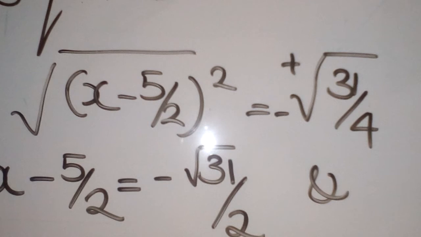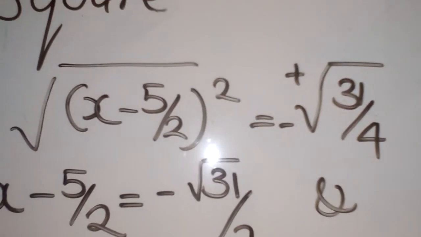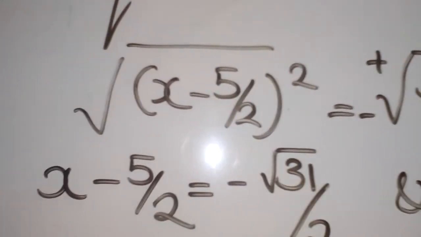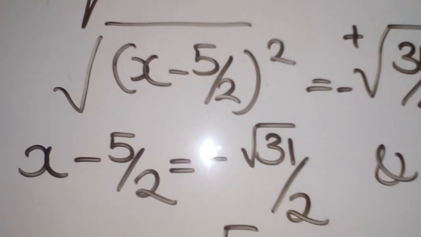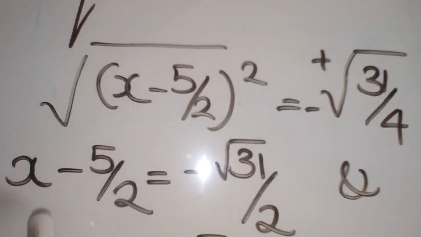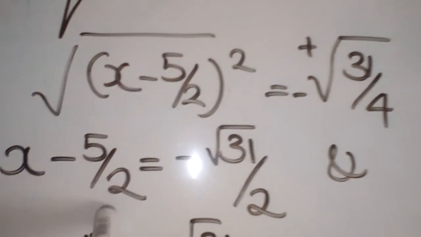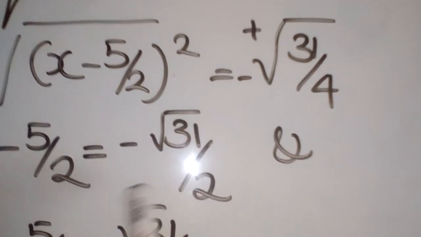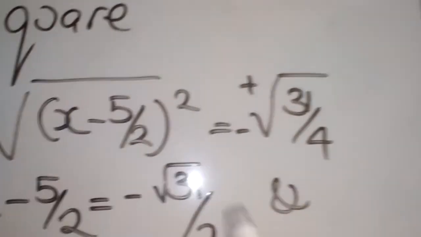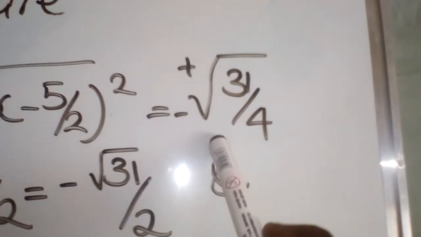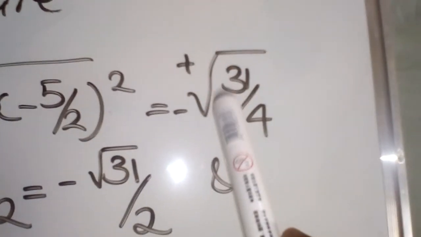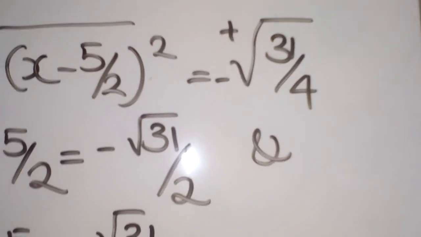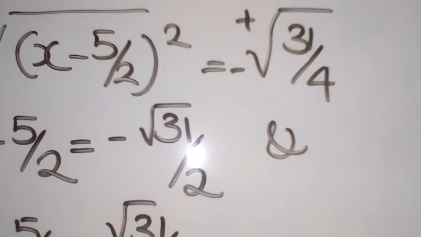We find the square root, and so when you find the square root of x minus 5 over 2, what we find is x minus 5 over 2 equaling this figure. You must be aware that when you're finding the square root of the other section, the answer is always positive and negative, not just one sign. This is something that students many times will miss out.